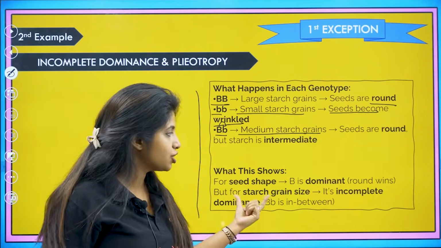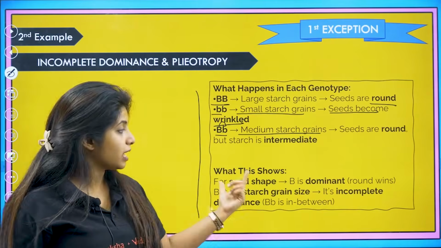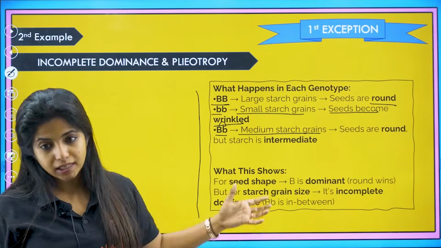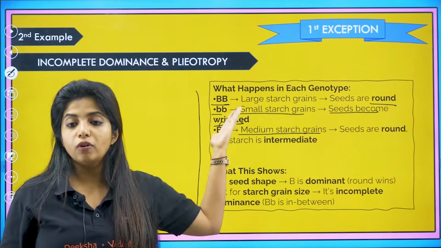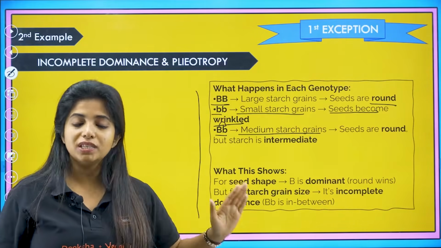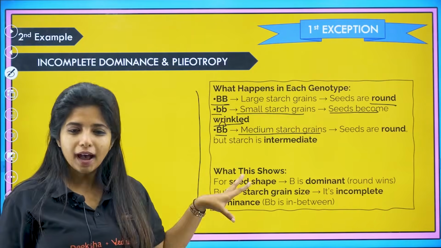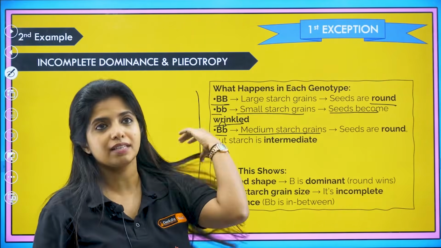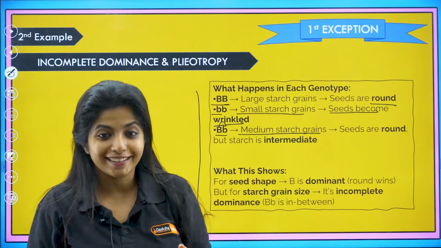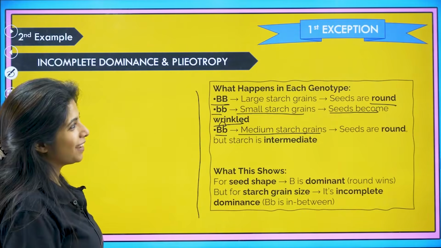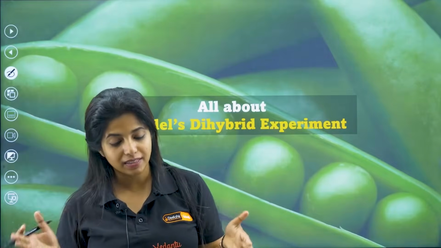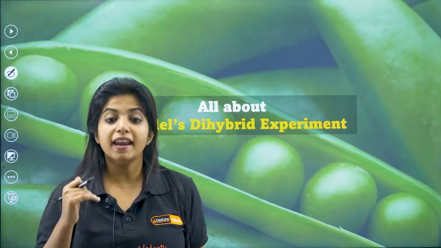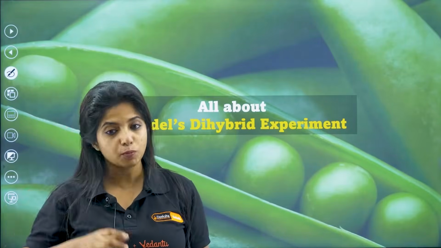What does this show? For seed shape, B is dominant. But for starch grain size, it is incomplete dominance, and this is an example of pleiotropy as well, because one gene set is responsible for multiple things. One is shape and the other one is size. So this won't be asked, but as it was there in the NCERT, I just discussed it in case they change their mind and ask someday. So with that we complete all the exceptions. We covered Mendel's monohybrid cross, and now we are going to go ahead with the dihybrid experiment.